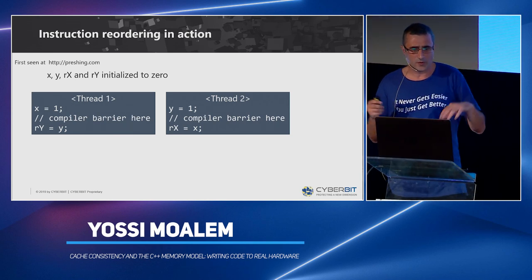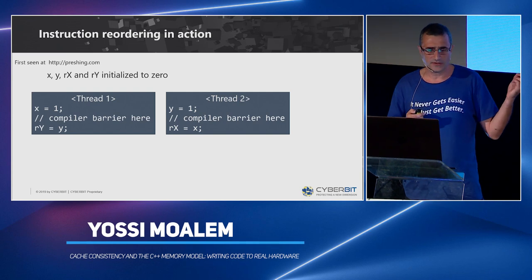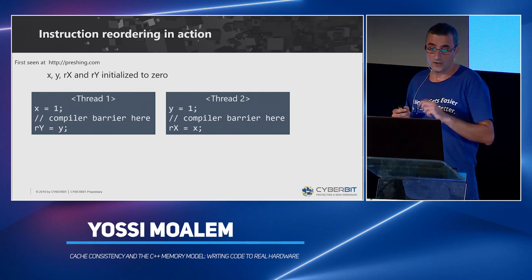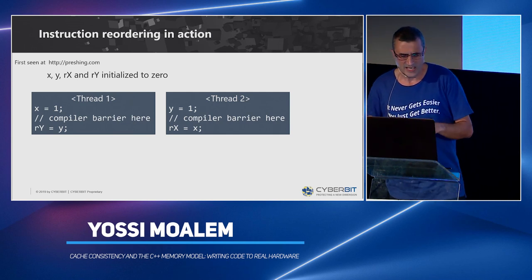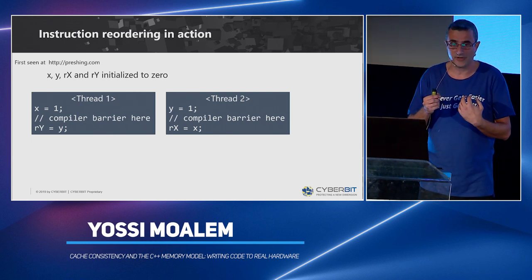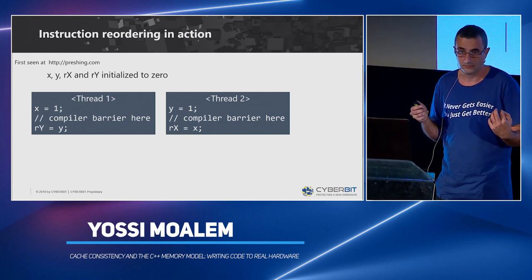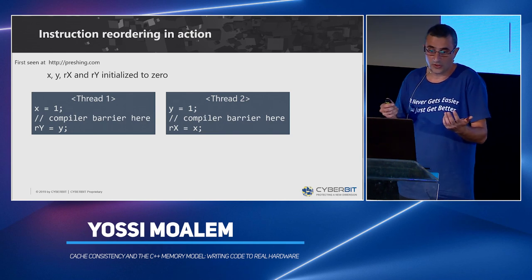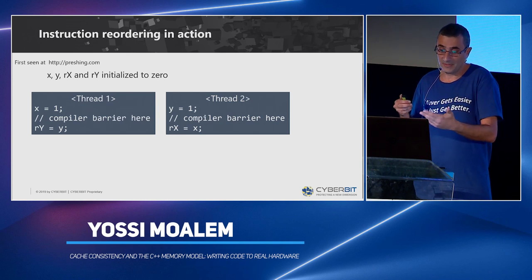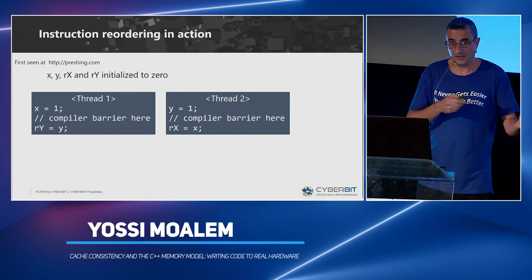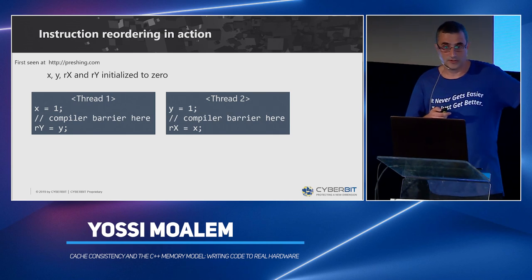We have four variables, x, y, rx, and ry, they all initialize to zero. We have one thread that sets x to one and then sets ry to y. The other thread sets y to one and rx to x. Take a second to convince yourself that when both threads are finished, there should be no case where rx and ry are both zero. One has to happen first. The only way for ry to be zero is if it happens before y was set, but then rx would be zero and the other way around, right? There's no sequence that will generate both of them to be zero.